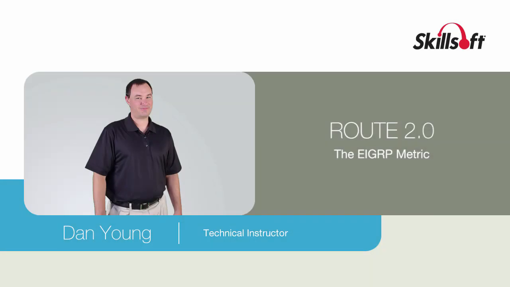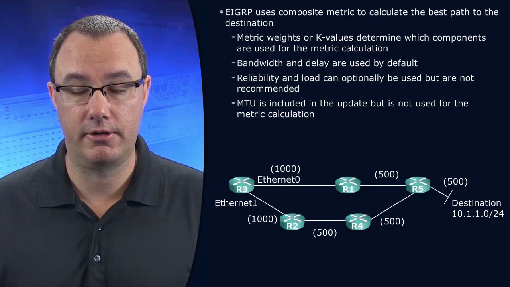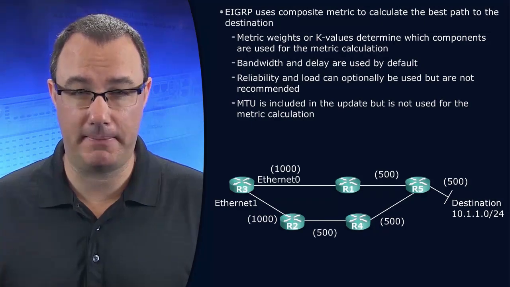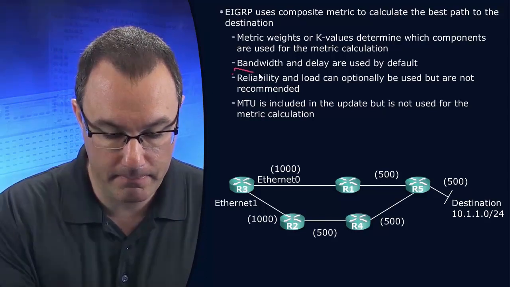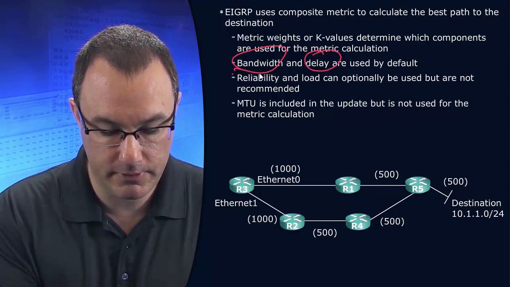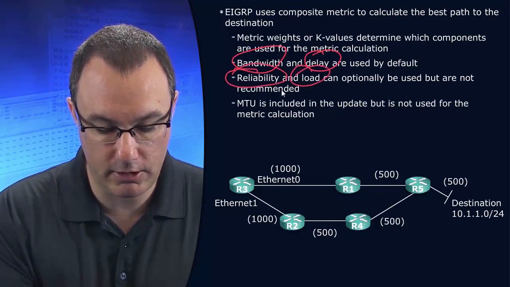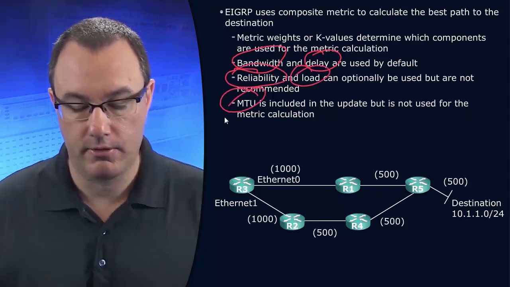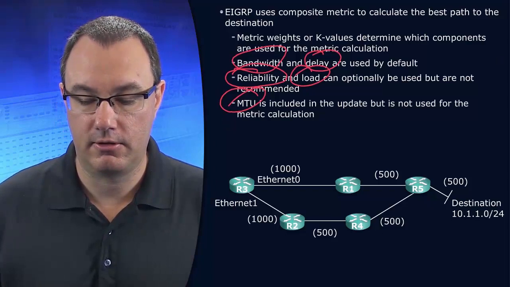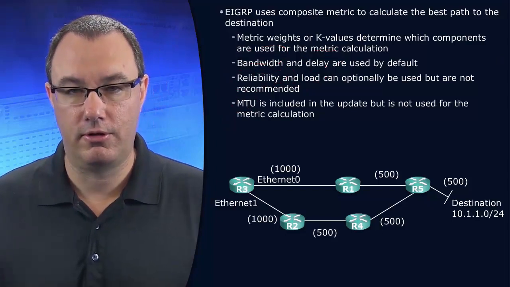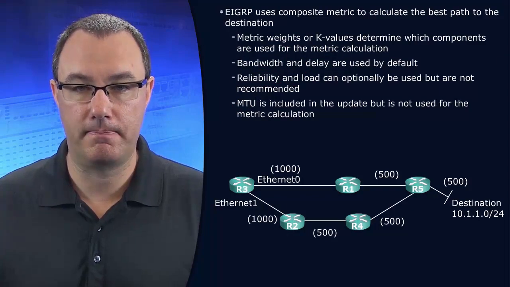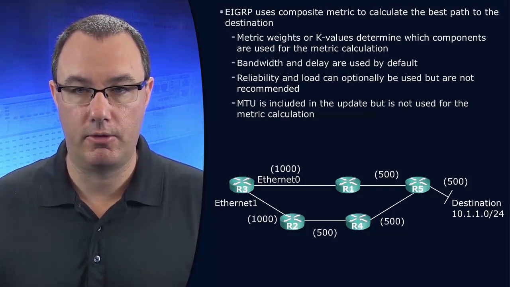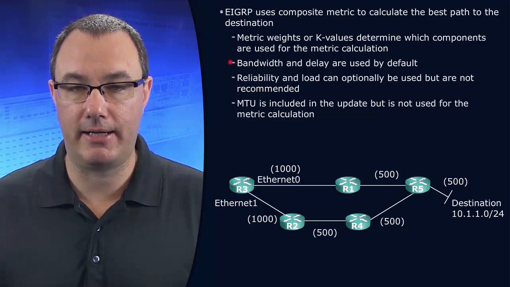EIGRP has a far more sophisticated metric than any other IGP, and we can see that here. The components are really bandwidth, delay, reliability, load, and MTU. With that said, they're not all used to provide us a number for the metric. What are used? By default, we have bandwidth and delay.